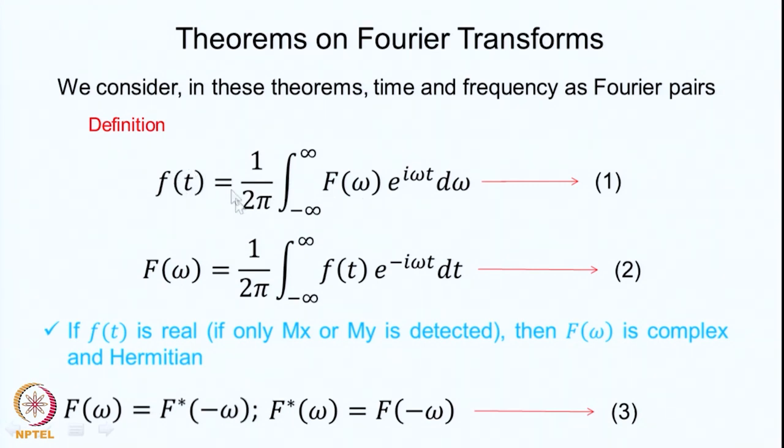FID is a superposition of all the frequencies precessing in the transverse plane, and that is mathematically represented in this manner. Conversely, you can write the frequency domain spectrum as the Fourier transform of the FID. This is F of omega equals 1 by 2 pi integral minus infinity to infinity f of t e to the minus i omega t dt. So this is the operation one performs. We consider the signal, we collect the signal f of t as FID and then do a Fourier transformation in this manner and we get the frequency domain spectrum.